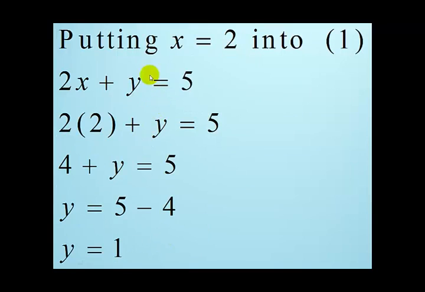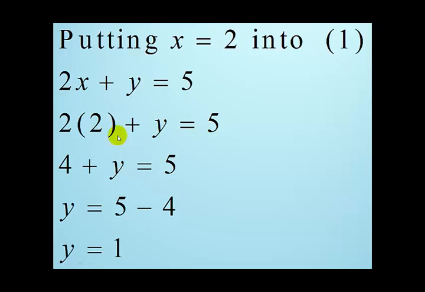Now, putting x equals 2 into equation 1. From equation 1, we have 2x plus y equals 5. Now, let me show you this. You can put the value of x into any of the equations and you get the same answer. But in this case, we are putting x equals 2 into equation 1. It means that wherever we see x in equation 1, we have to substitute 2. Equation 1 says that 2x plus y equals 5. Now x equals 2, and so we have 2 times 2 plus y equals 5.